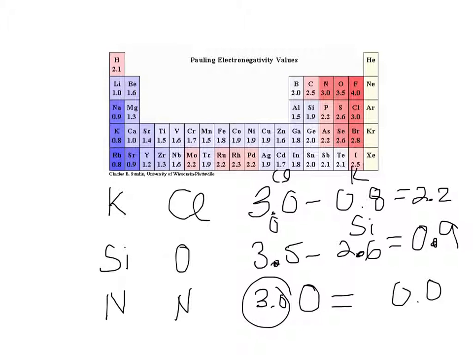All right, so I'm going to show you examples on the next couple of pages where the electronegativity rule alone is not going to suffice to tell you whether you have a polar, nonpolar, or ionic bond.